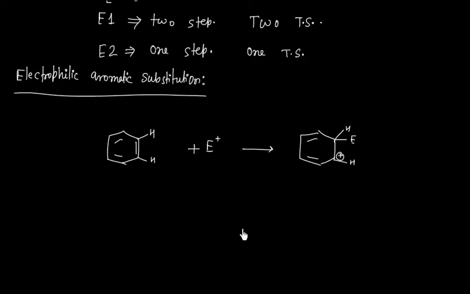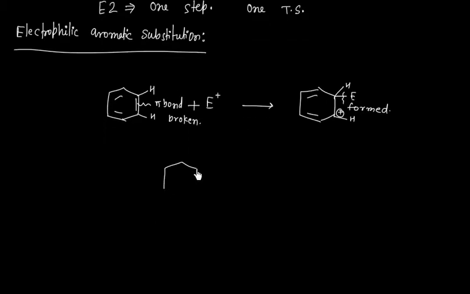So you have to draw the transition state for this reaction. You see what are the changes that are taking place. Carbon electrophile bond has formed. Carbon-carbon pi bond has broken. So this pi electron is shifting towards electrophile. So in transition state, this bond is broken and carbon electrophile bond has formed.